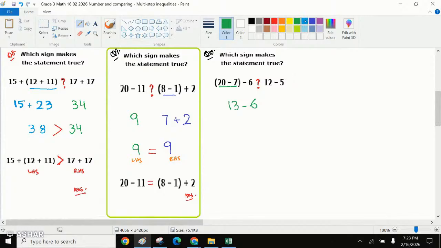12 minus 5 would be, I'll do this part myself, that would be 7, right? What is 13 minus 6? 13 minus 6 also comes out to be equal to 7, and this was also 7, and we know that they both are equal. So for the given question, we cannot have a greater than sign, we cannot have a less than sign, but an equal sign for this statement. Agreed?